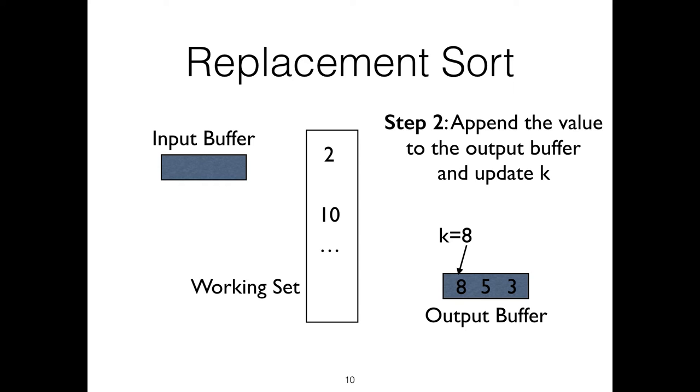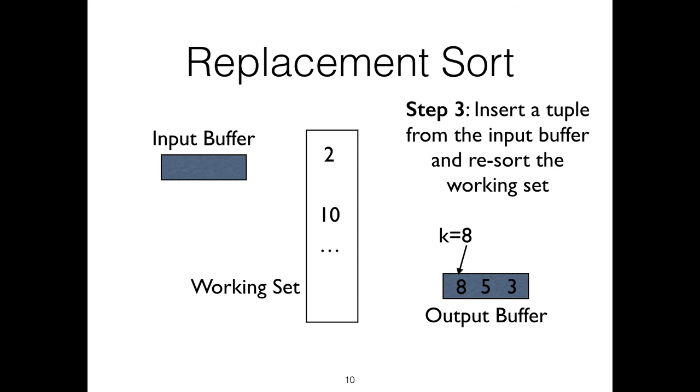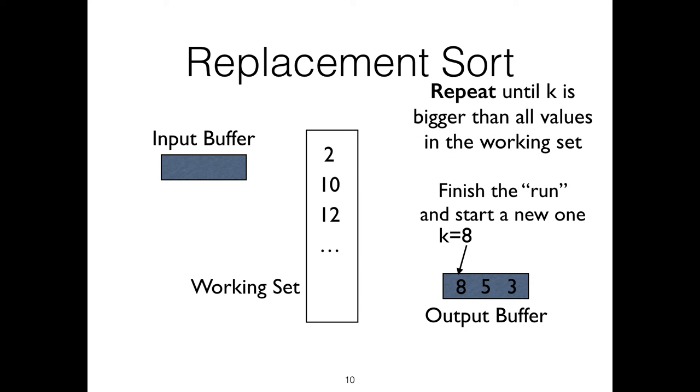And in fact, now we've just added something to the output buffer. The working set now has one fewer element. So we're going to take one record out of the input buffer and put it sorted into our working set. So let's say we find a 12 in the input buffer. We're going to put it into that list in the right place. And we're going to repeat this process. We're going to keep doing this over and over again until we reach the end of the working set.